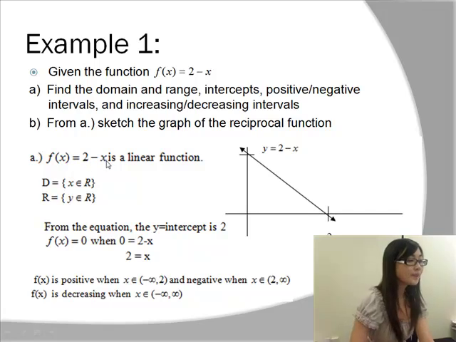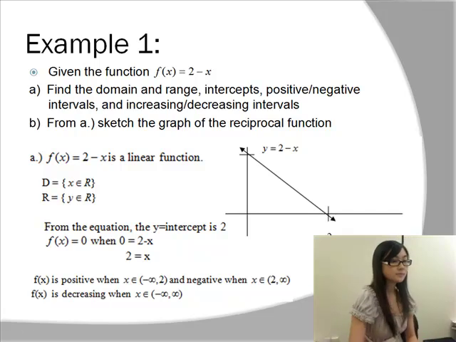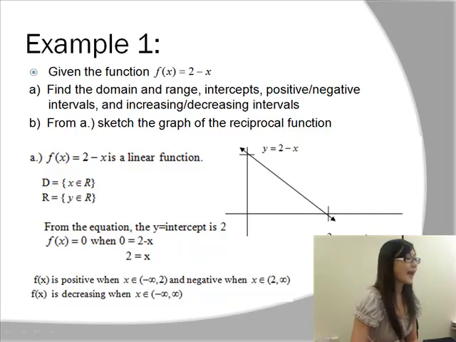We know that 2 minus x is a linear function because it takes the form f of x equals mx plus b. In this case, m equals negative 1 and b equals 2. When we graph this out, you can see that x belongs to all real numbers, because it doesn't matter what x you give me, I will be able to find a valid corresponding y. And the range is y belongs to all real numbers, because no matter what y you gave me, I will be able to find a valid corresponding x for that y.